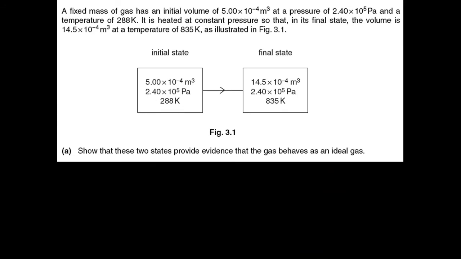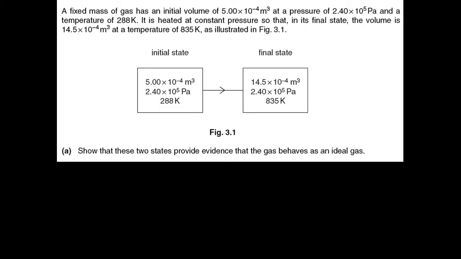A fixed mass of gas has an initial volume of 5 times 10 to minus 4 cubic meter at a pressure of 2.40 times 10 to 5 Pascal and a temperature of 288 Kelvin. It is heated at a constant pressure so that in its final state, the volume is 14.5 times 10 to minus 4 cubic meter at a temperature of 835 Kelvin, as illustrated in the figure. Show that these two states provide evidence that the gas behaves as an ideal gas.